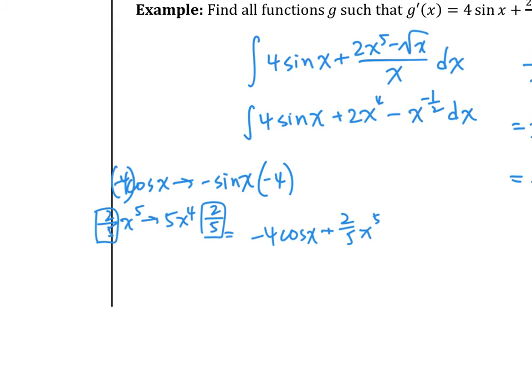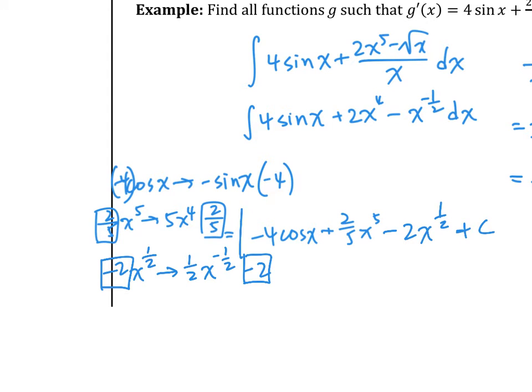Next, x to the negative 1/2. All right, so fractional exponents, but still pretty easy. You're going to add a whole 1 to the exponent. So the previous function should have been x to the 1/2. Take the derivative, 1/2 x to the negative 1/2. All right, I want the negative, but not the 1/2. So I'm going to put a negative there, add a 2. So that function should have been negative 2x to the 1/2. And then don't forget your plus C.